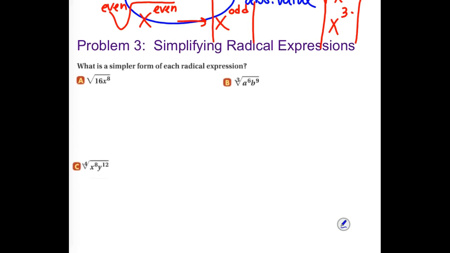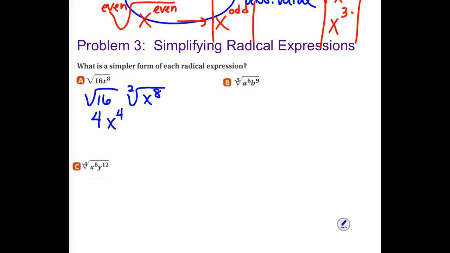In this first one, we have a coefficient of 16 and then an x to the 8th. We can split that up. What's the square root of 16? 4. Okay. What is the square root of x to the 8th? Again, think in terms of that little index. We're taking groups of 2. If we have 8 things, how many groups of 2 can we make? We can make 4. So we'd have x to the 4th power.